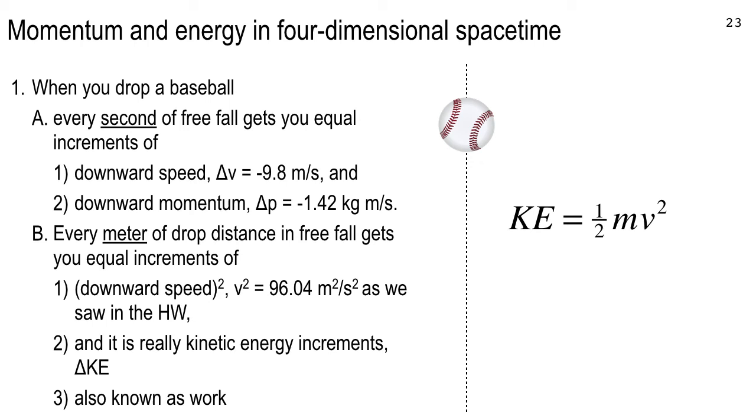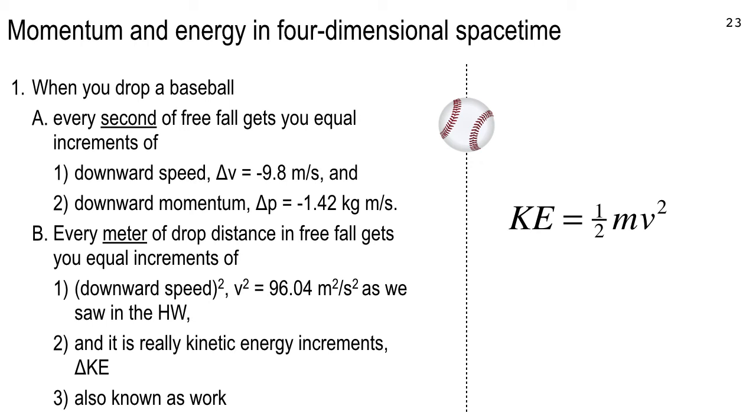Anyways, different ways of accounting for the money that comes in and out of a business. The same thing here. Different ways of accounting the dynamics of a falling baseball. Second by second, okay, we know how to do that.